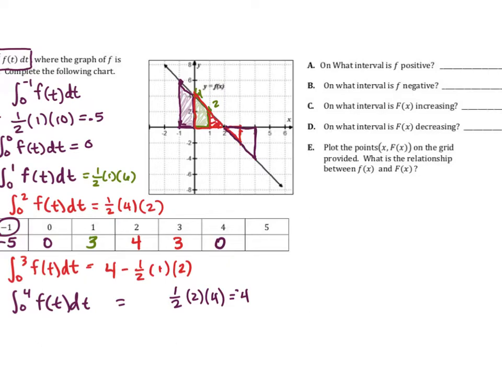And then all the way out to 5, again, we can make a large triangle there. Again, we are finding f at 5, so that's the integral from 0 to 5 of f at t dt. And so we can make this large triangle here.